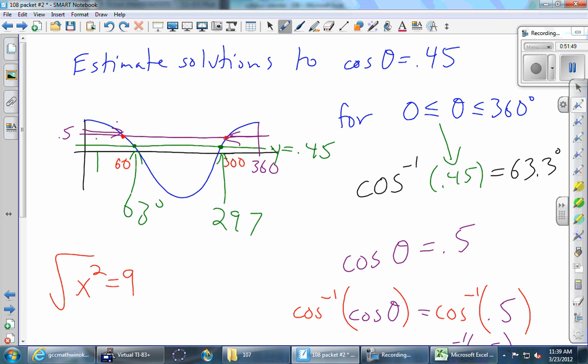If we want the other answer, the calculator is of no help at all. We need to think about the symmetry. We need to recognize that if 63 is an answer, then 360 minus that number is the other answer. So 360 minus the 63.3 is around 296.7. You could also do negative 63.3, but the directions said you got to give me the two numbers between 0 and 360.